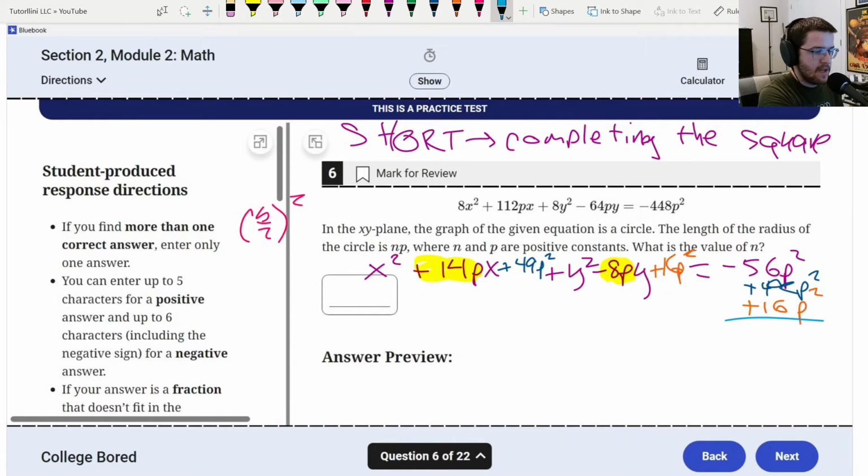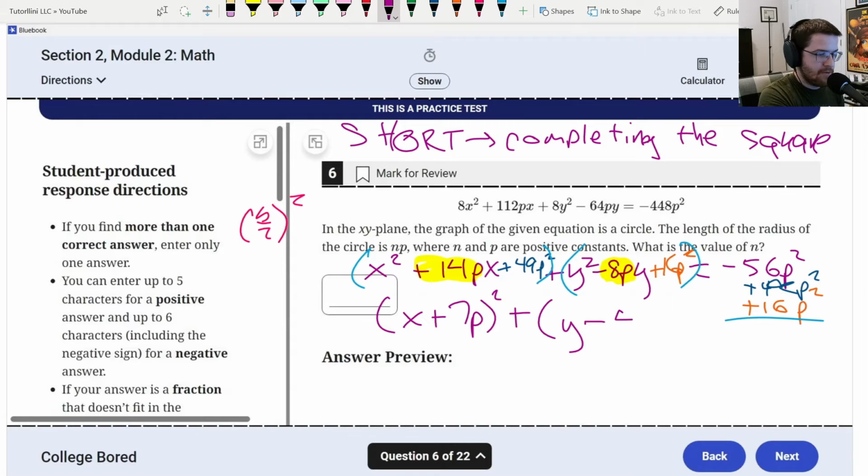Okay, and now we can start factoring this guy. If you take the square root of the third term, providing you did it right, the square root of 49p squared is 7p. So this is just x plus 7p, positive because it's positive 14p. And then for y, 16p squared, the square root is 4p. But it's negative because we have a negative 8p. So this is going to be minus 4p squared.